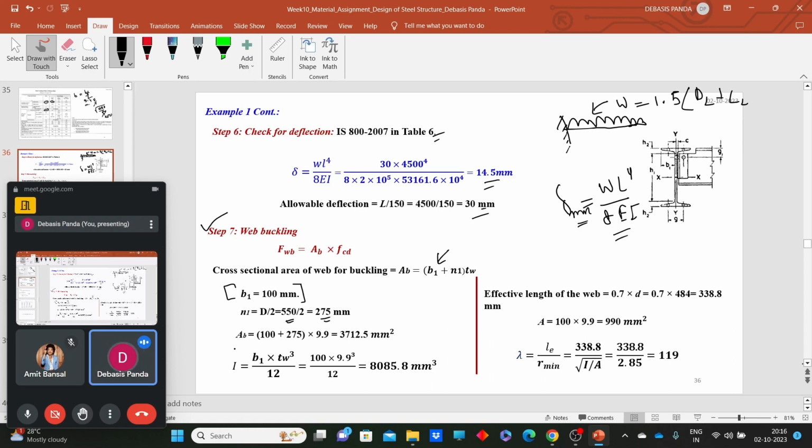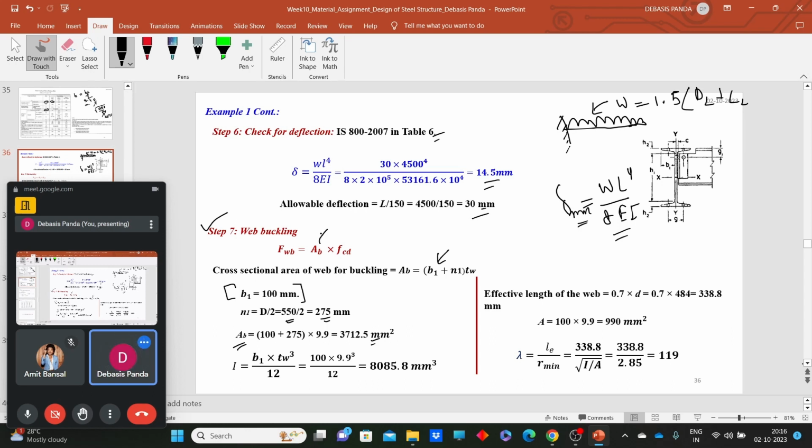Now we can calculate the value of Ab. Ab is nothing but b1 plus n1 into tw. The tw, thickness of the web portion for ISLB 550, is 9.9. So 3712.5 mm square. Now we need to calculate one more thing, that is the value of Fcd.